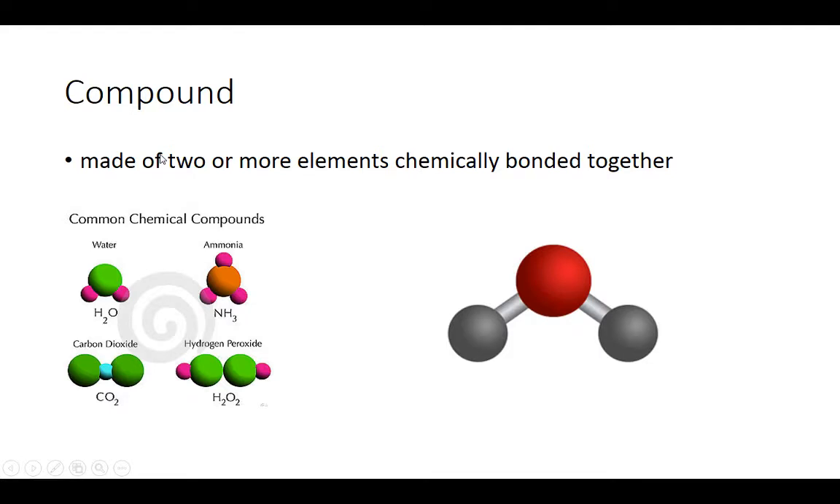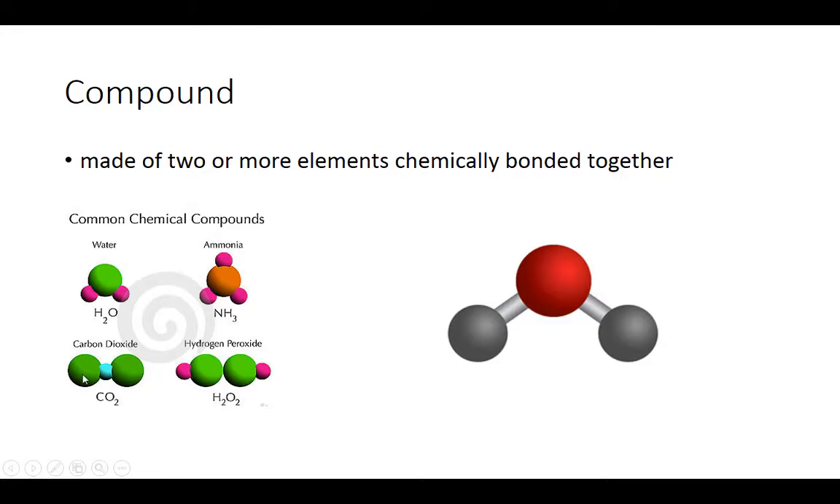A compound is anything that's made of two or more elements chemically bonded together. And we did a lab where we took different spheres and put them together, and we used sticks to represent chemical bonds. So if we have sticks or bonds, then that means that they are a compound. So water is a compound. There's two hydrogens and an oxygen, and they're chemically connected together with bonds. So that makes it a compound.